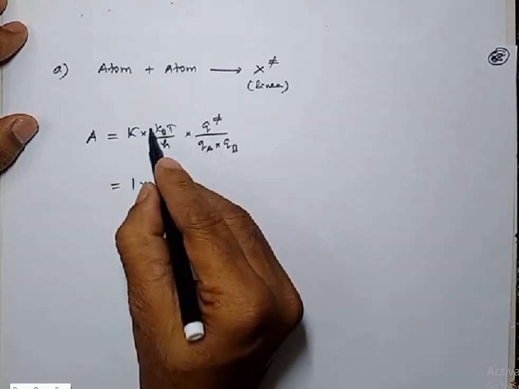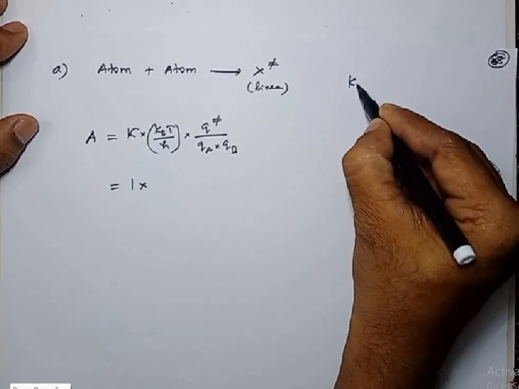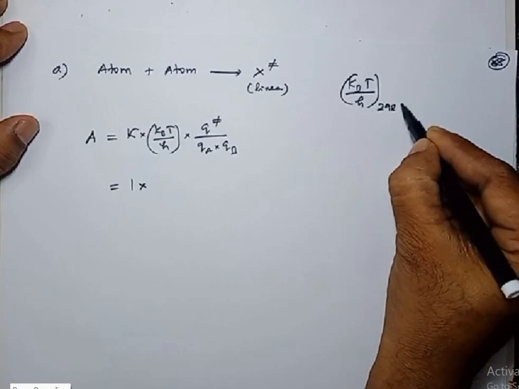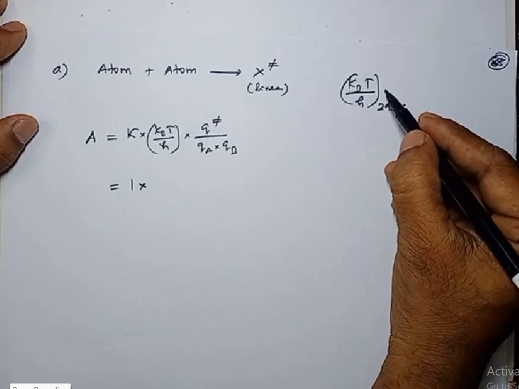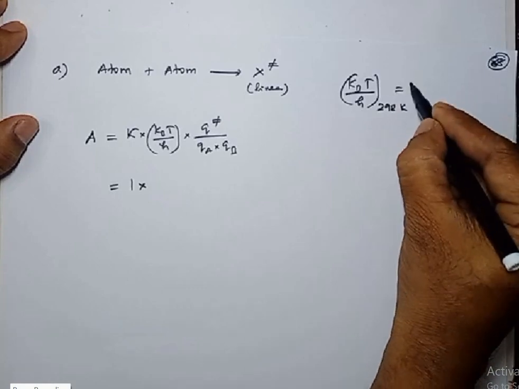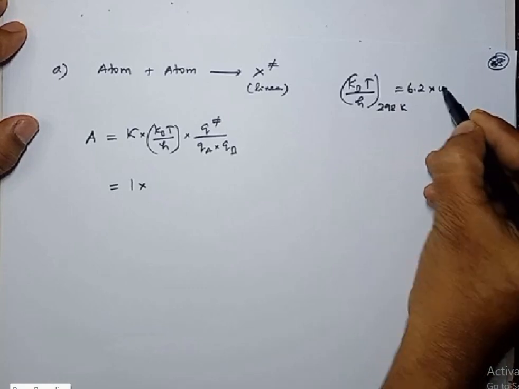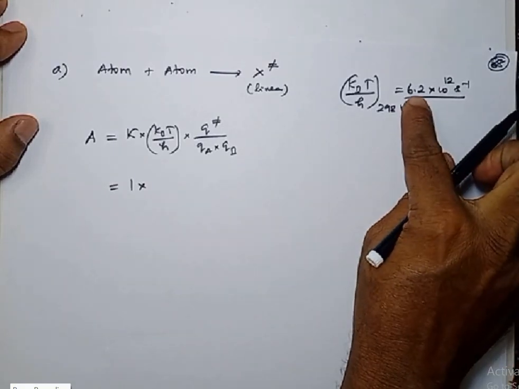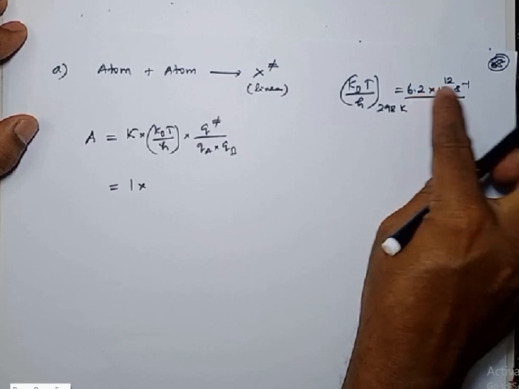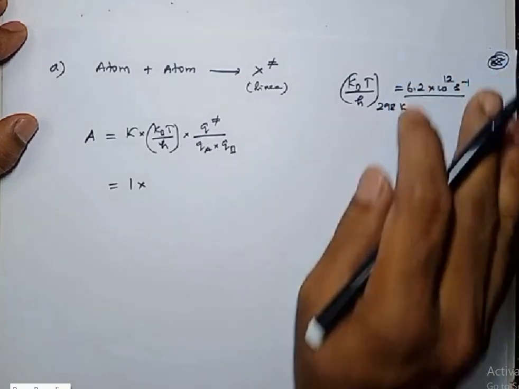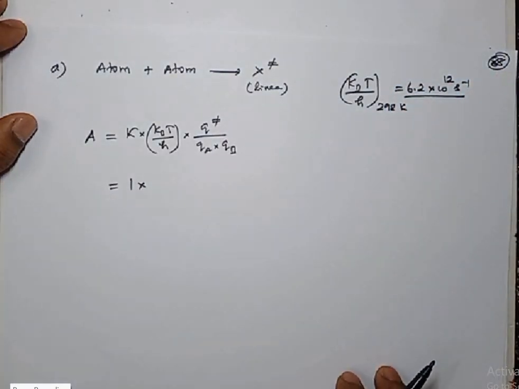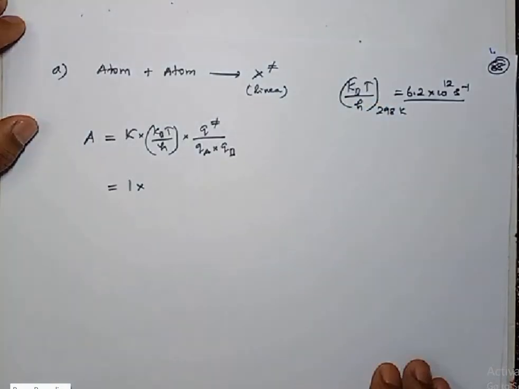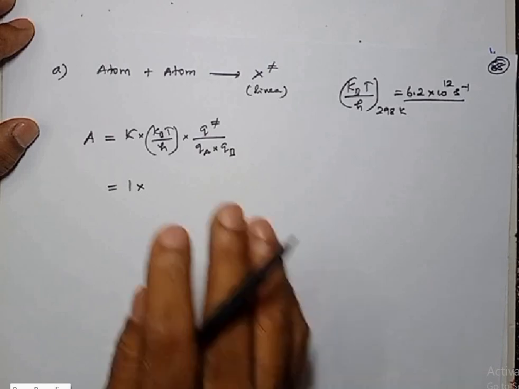Right? At 298 Kelvin, the value of kBT by h, remember this value? At 298 Kelvin, the value of kBT by h is equal to 6.2 into 10 to the power 12 second inverse. Even if you don't remember the 6.2, at least remember this 10 power 12, that is important. This is the value of kBT by h at 298 Kelvin. Now we'll substitute these values here.